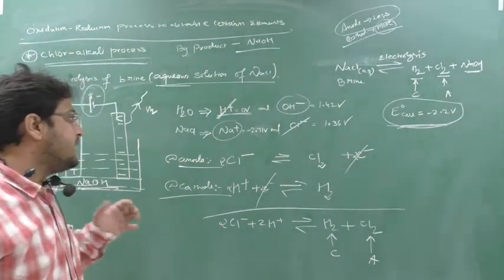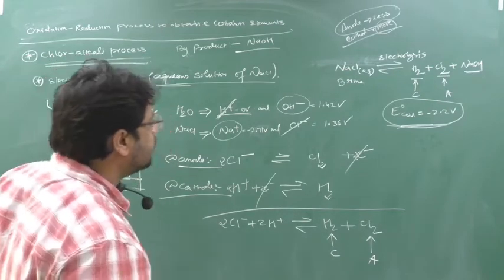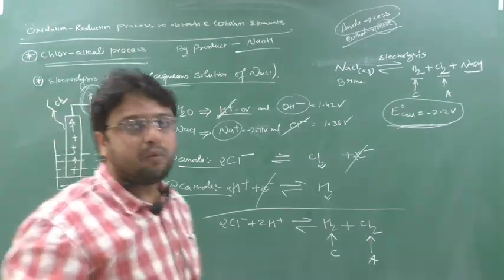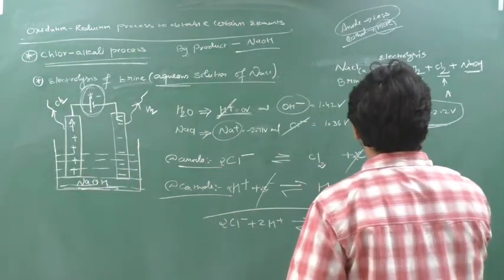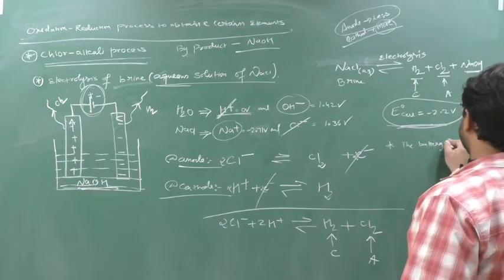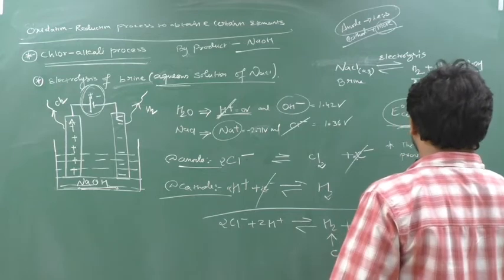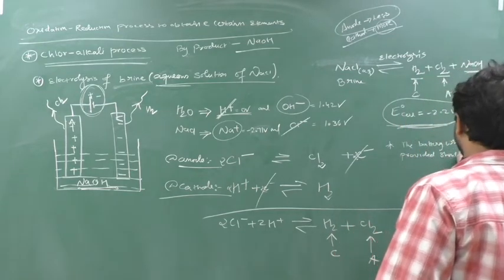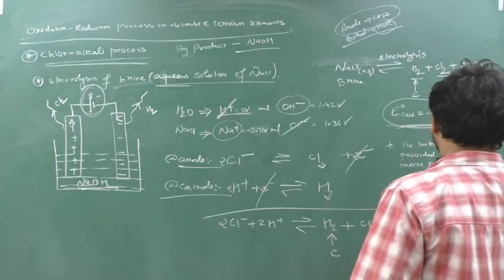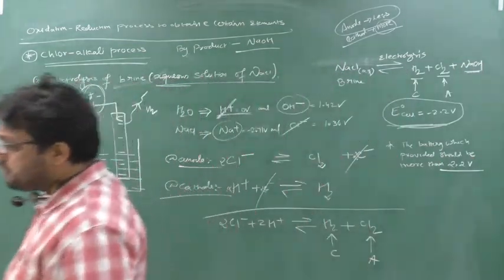Now as I know that this whole process net cell potential is minus 2.2 volt, the battery that I am putting here should be more than 2.2 volt. So the battery which is provided should be more than 2.2 volt. Now the question comes, why should the battery be provided?